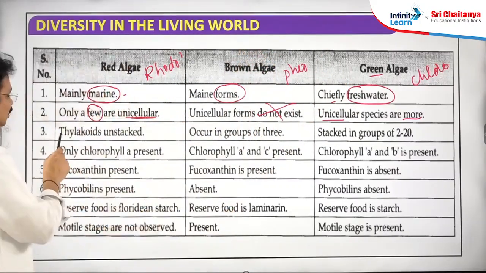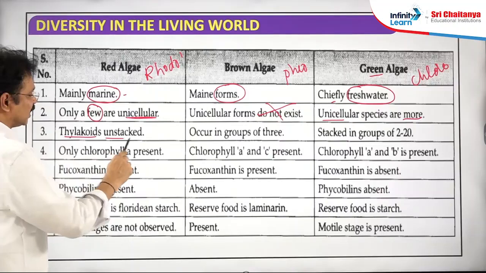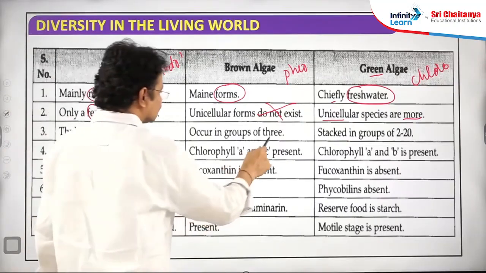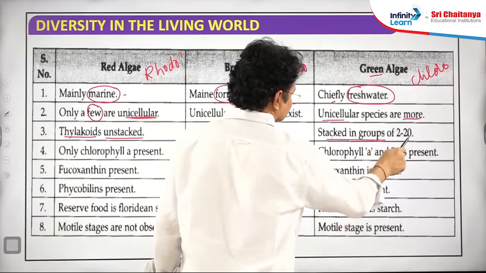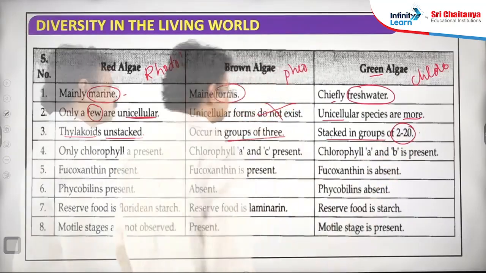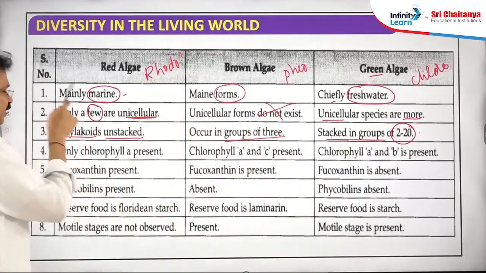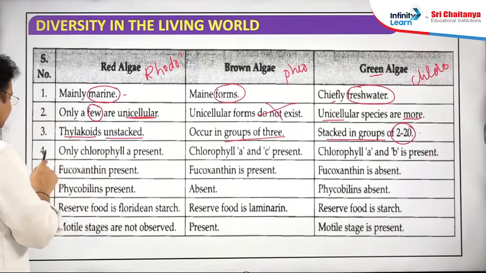Okay. Next, third point. Thylakoids are unstacked. Thylakoids are in groups. Here also stacked. Stack means a group of 2 to 20 thylakoids. This point is not much important, a negligible point. Next is a very, very important point. The fourth point is the most important.